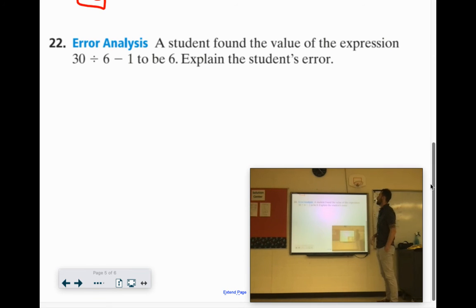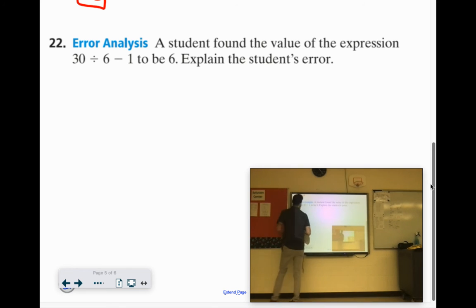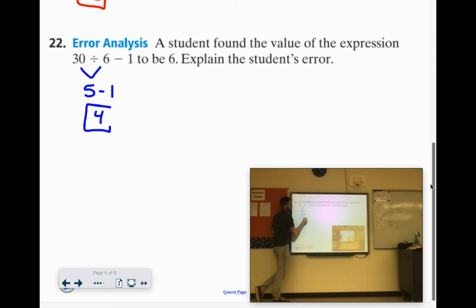The student found the value of the expression to be 6. Explain the student's error. Well, let's figure out what it should have been. So we should do division first. 30 divided by 6 is 5, minus 1 is 4. This is the correct answer, so how could they have gotten 6?